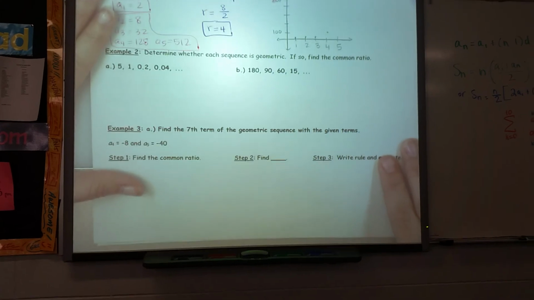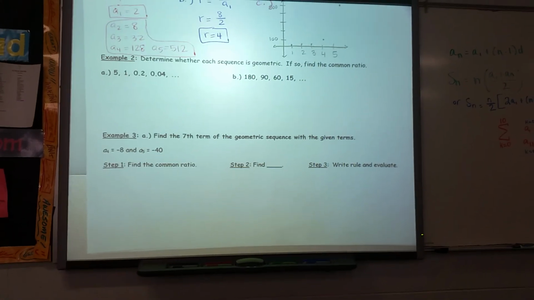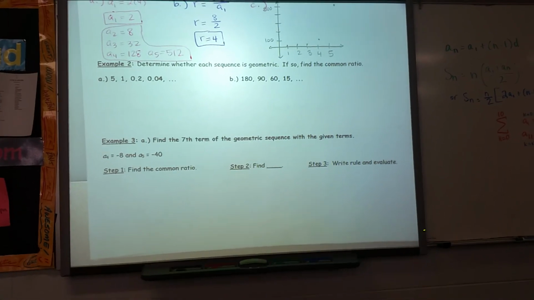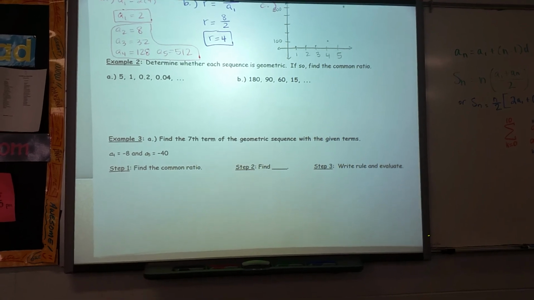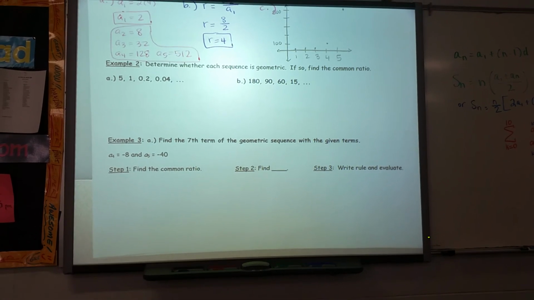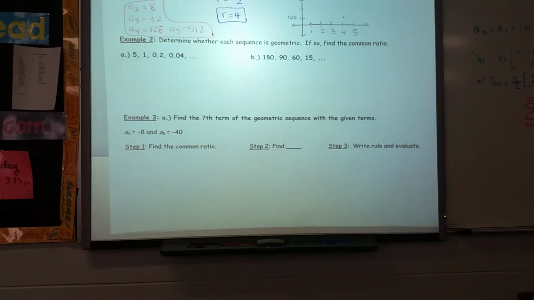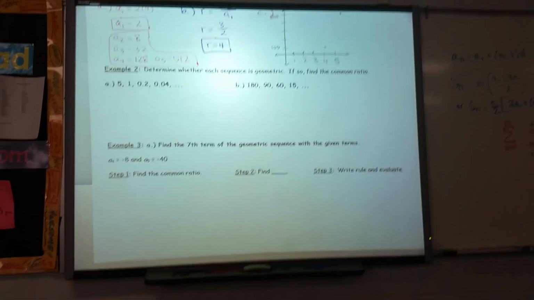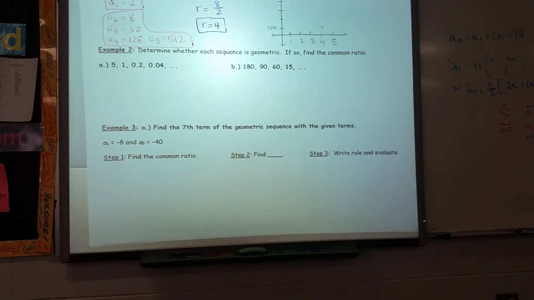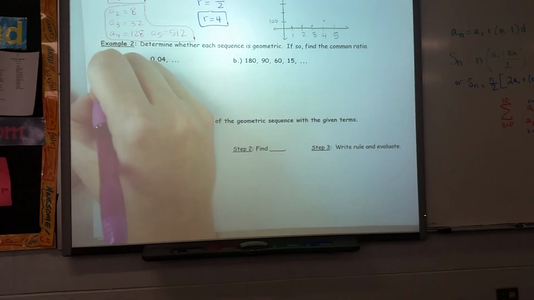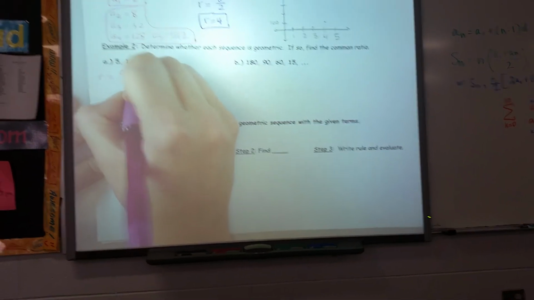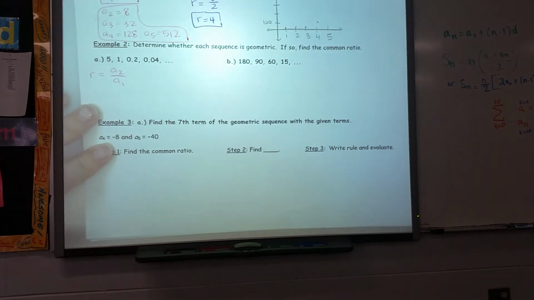For example 2, we're determining whether each sequence is geometric. If so, find the common ratio. Last time we decided if they were arithmetic, they had a common difference. For this, we're going to make sure that they have a common ratio. You can go ahead and work on this without me if you want. If you're still a little unsure how to do it, you can follow along with me.